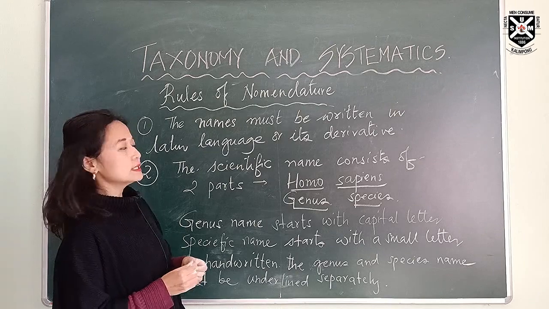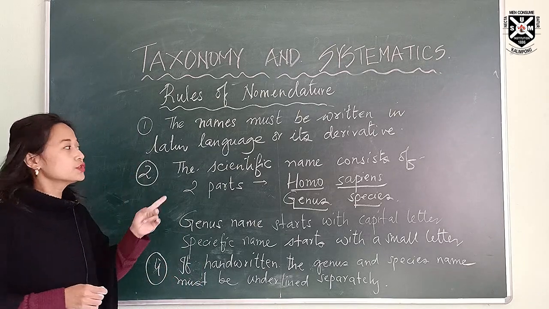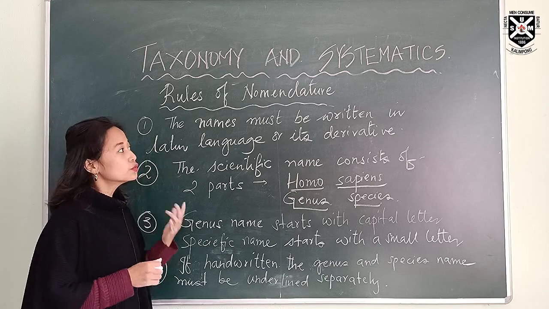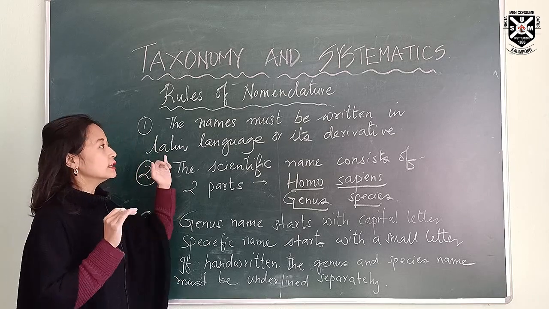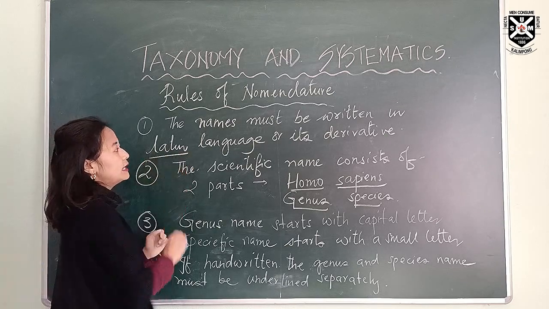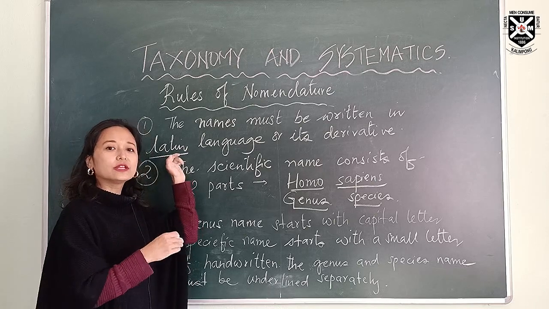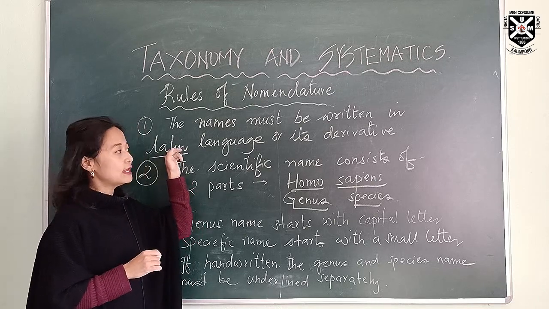Okay, so these are some of the rules of nomenclature. The first rule that you have to follow is the names must be written in the Latin language. You have to follow the Latin language or its derivative. So all those scientific names are derived from the Latin language.